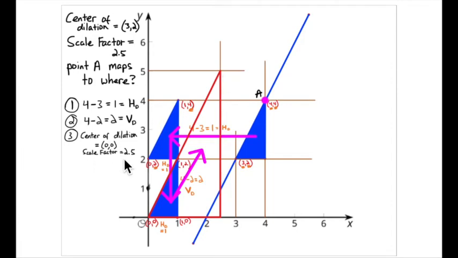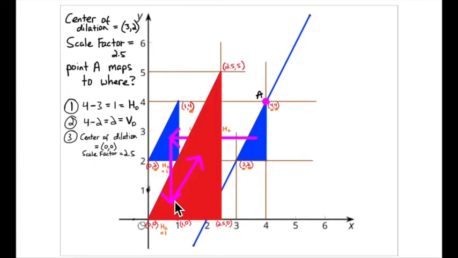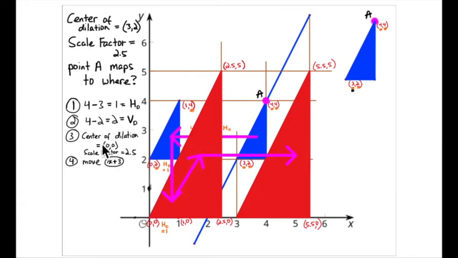So the scale factor 2.5, this is going to be dilated up with that scale factor of 2.5. And so notice that the x-coordinate now is 2.5. It's just the scale factor times 1. And the y-coordinate is 5, which is the scale factor, 2.5, times 2. And so now we have to move this triangle back. So the center of dilation, scale factor 2.5.